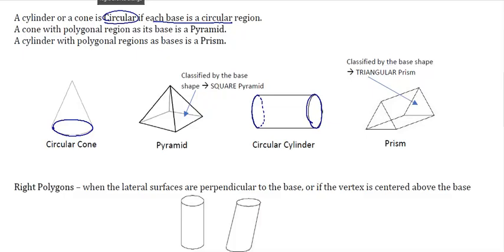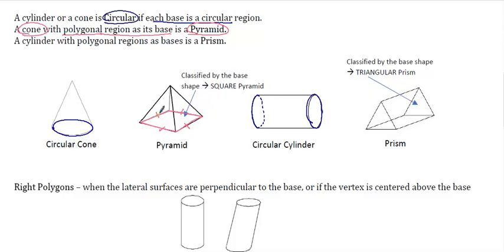A cone with a polygonal region as its base is a pyramid. Here our base looks like a rectangle. It might look like a square, but if it was a square and classified as a square pyramid, we would like to see some marks on there that show that each side is equal.